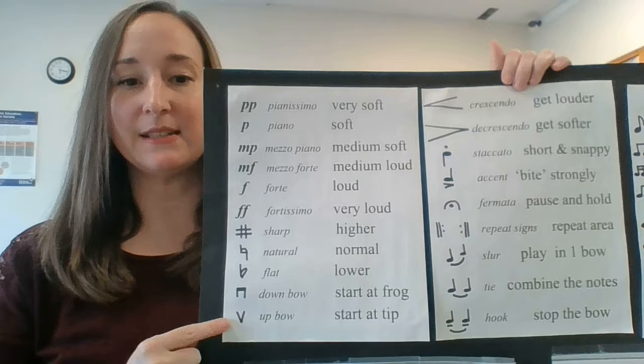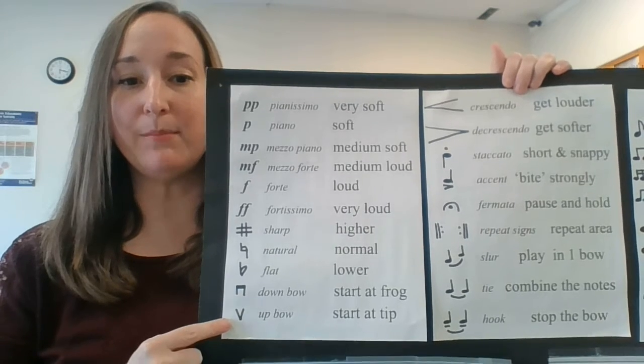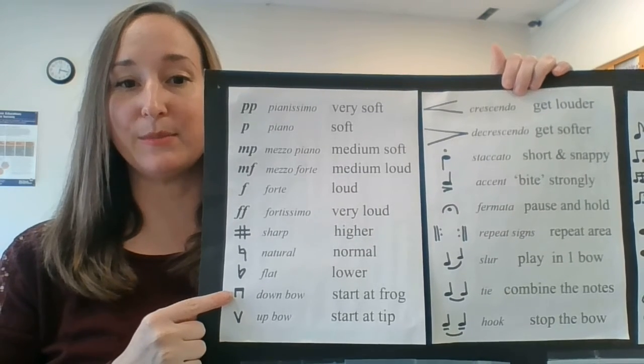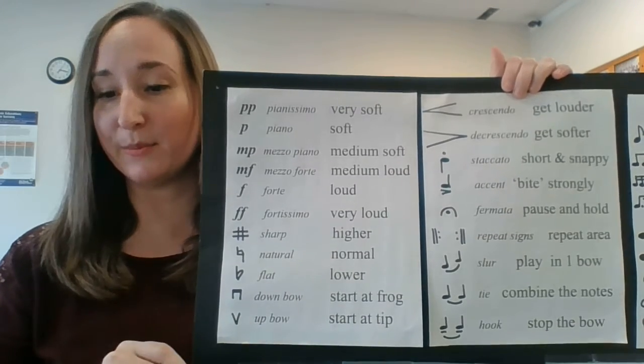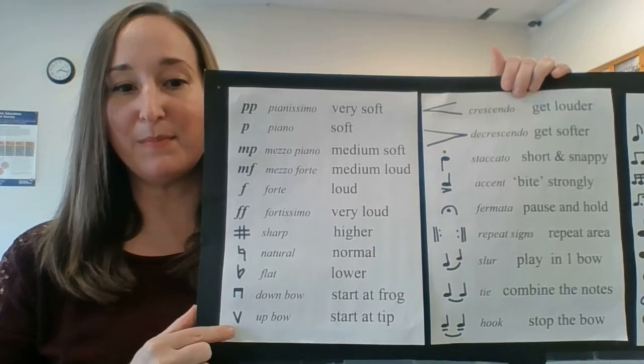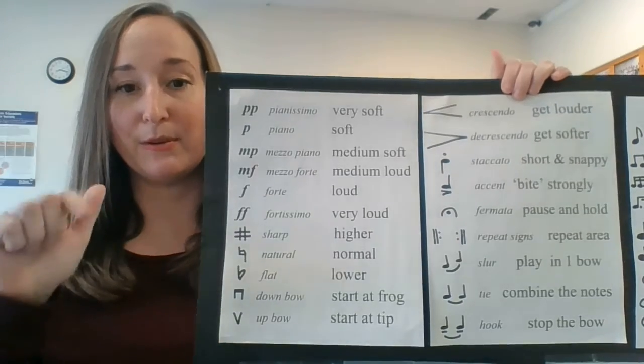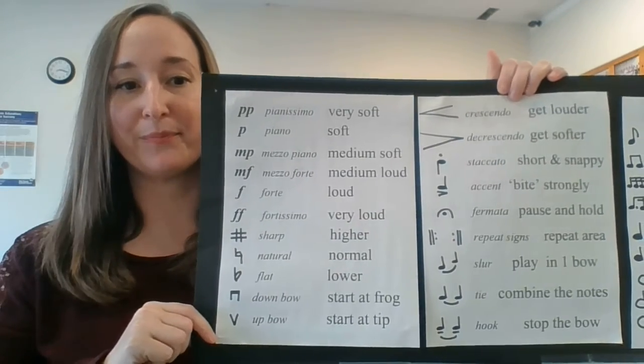These two symbols are the down bow symbol and the up bow symbol. The down bow symbol looks like the frog of your bow, like that little square box at the end of your bow, and the up bow symbol, starting at the tip of your bow, looks like the pointy tip.